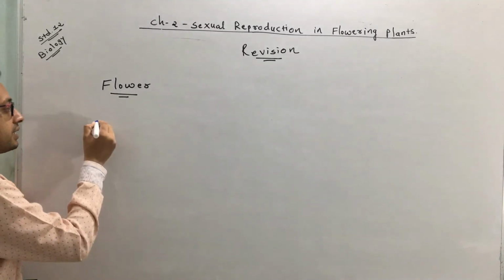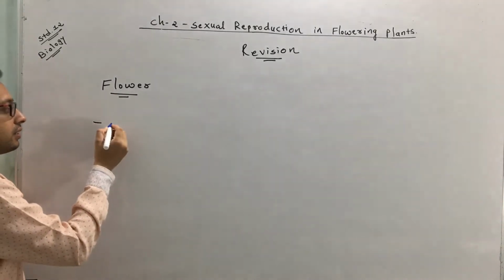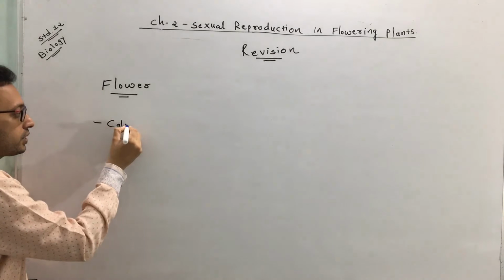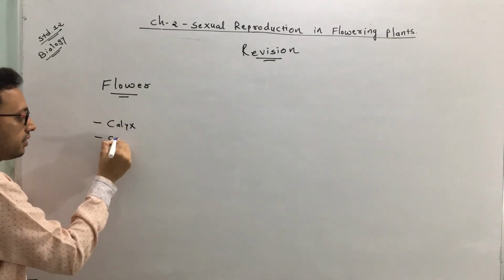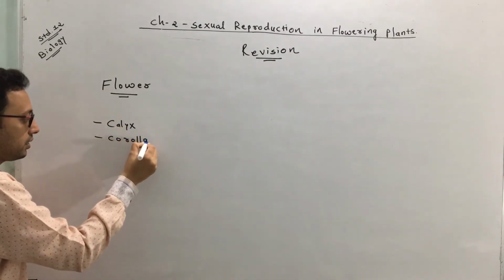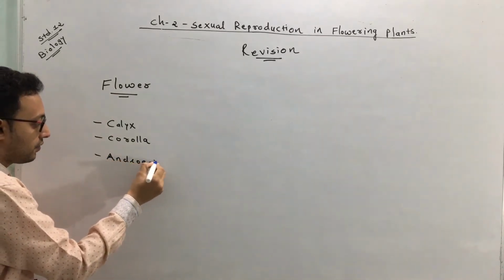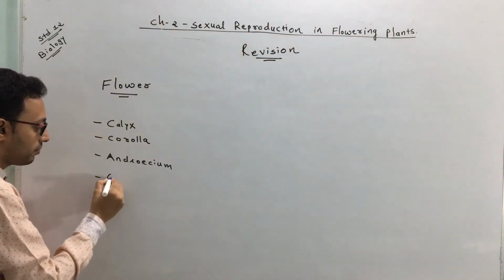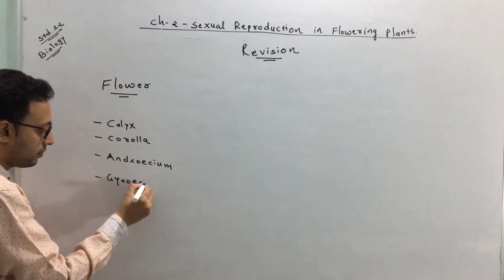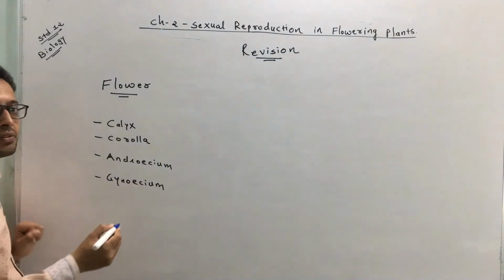This flower consists of 4 types of whorls. The outermost is calyx. The second one is called corolla. The third one is called androecium. The fourth one is called gynoecium. Okay, so these are the 4 whorls.